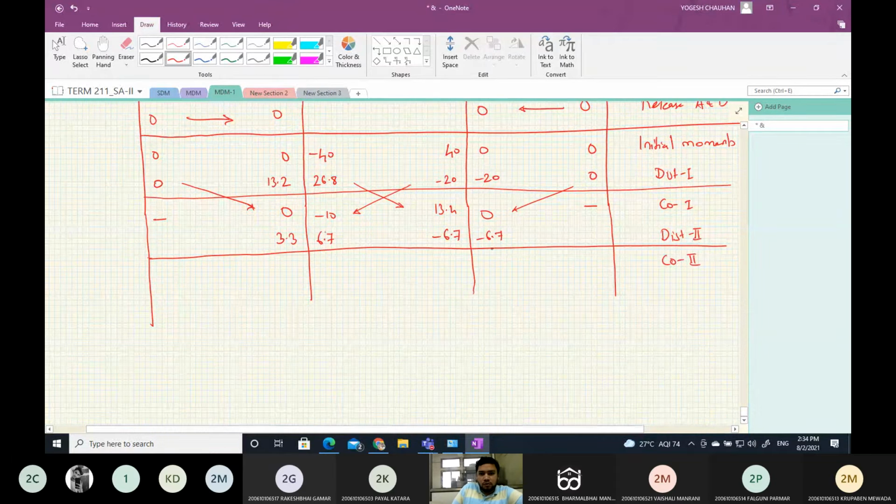Carry over: this cannot be carried forward here, dash, this will be 0. Half of this will be carried forward here, 0. This cannot be carried forward here, dash, half of this will be carried forward here, 0. Half of this will be carried forward here, half of this will be carried forward here. So this will be minus 3.4 and this will be 3.4.